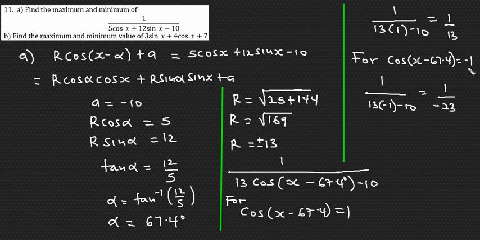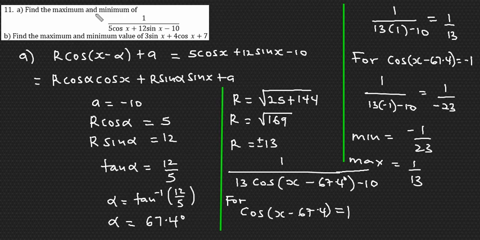So by looking at these two values, the maximum is 1 over 13 and the minimum is negative 1 over 23. Maximum is equal to 1 over 13. So these are the two answers for this part A.